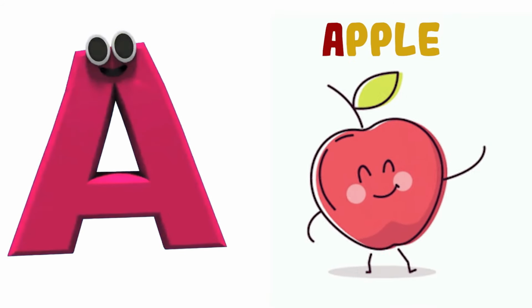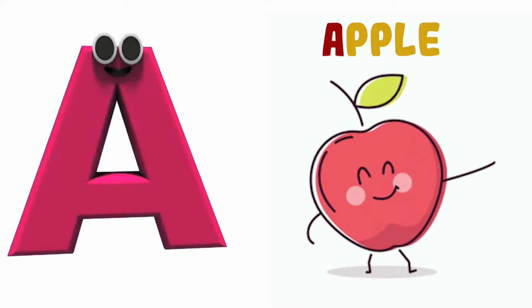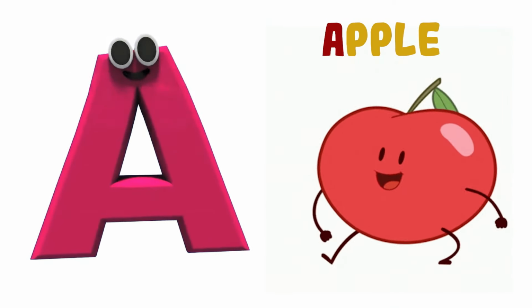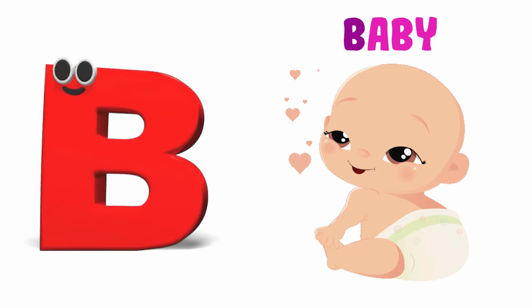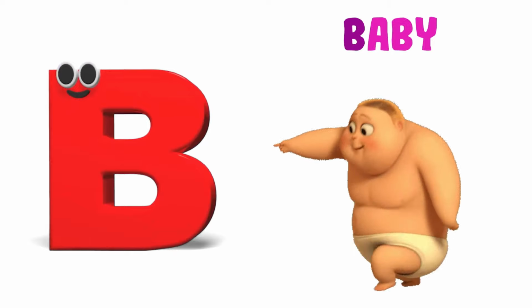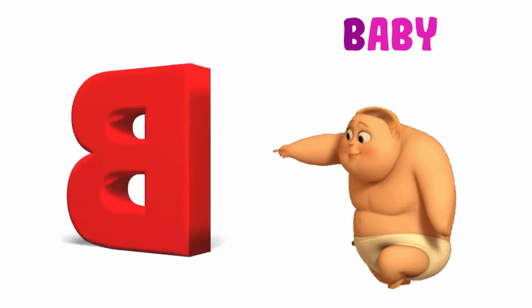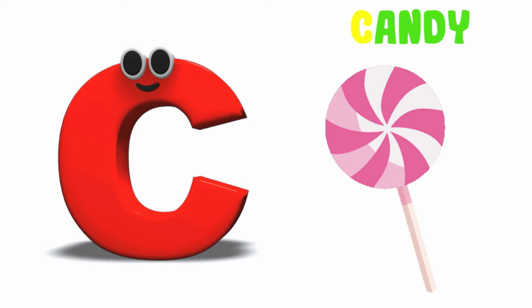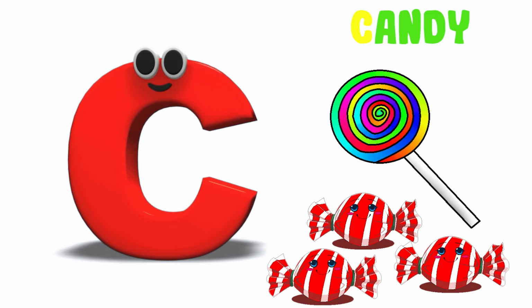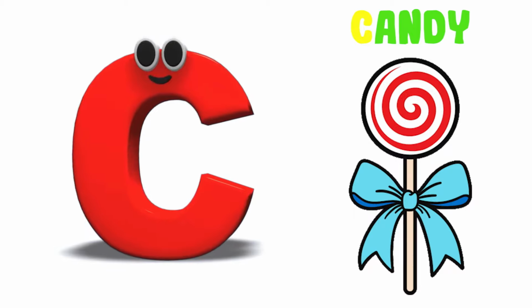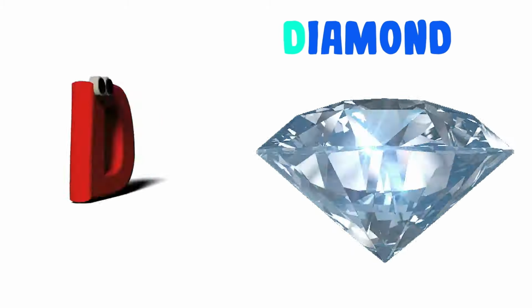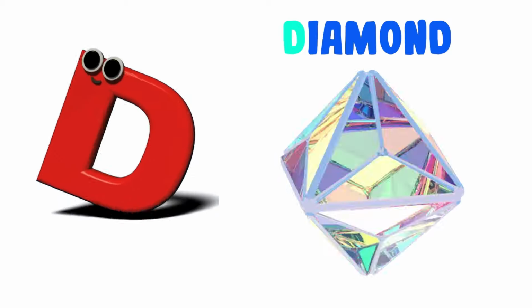A is for apple, a, apple. A, apple. B is for baby, b, b, baby. B, baby. C is for candy, c, c, candy. C, candy. D is for diamond, d, d, diamond.